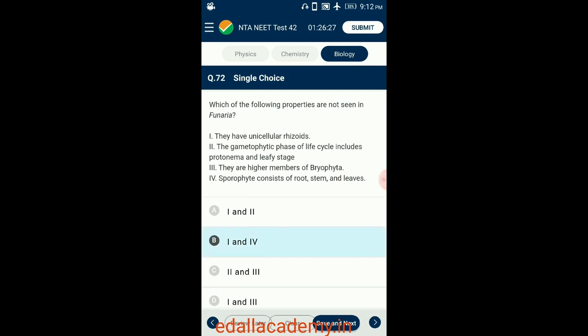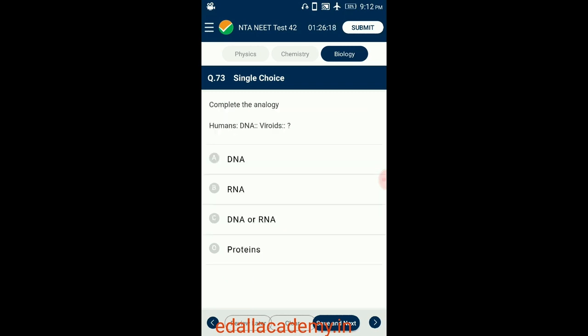From the given four statements, the first and fourth statements are not seen in Funaria. So the correct option is B. Question number 73. Complete the analogy. Humans, DNA; viroids. DNA is the genetic material in humans. T.O. Diener discovered a new infectious agent called viroids.